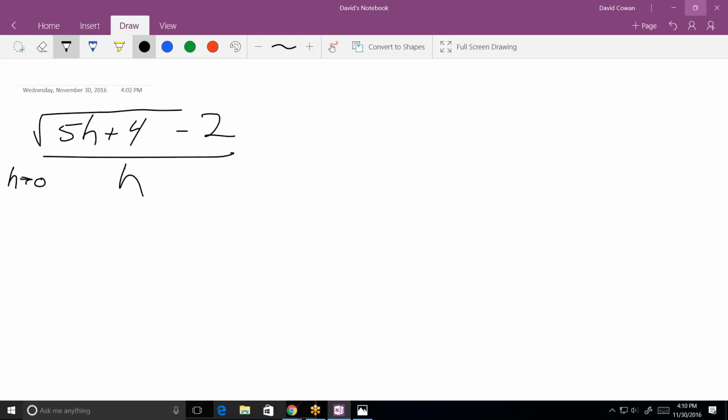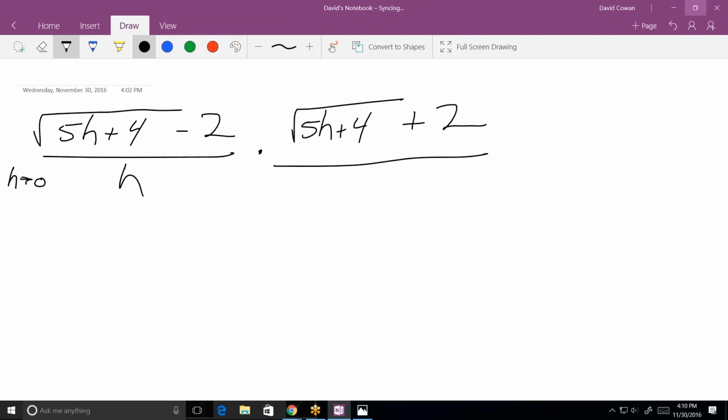Well, I'm going to do the same thing here. I'm going to multiply it. Here's the conjugate of the top, the square root of 5h plus 4, plus 2. I have to multiply the bottom by that too, because the only thing I'm really allowed to do is multiply this fraction by the number 1. It might not be obvious why this is what we do, but you'll see in a second.